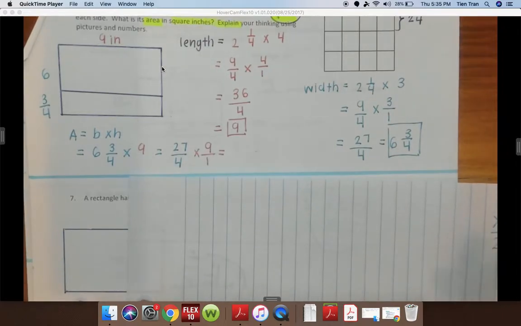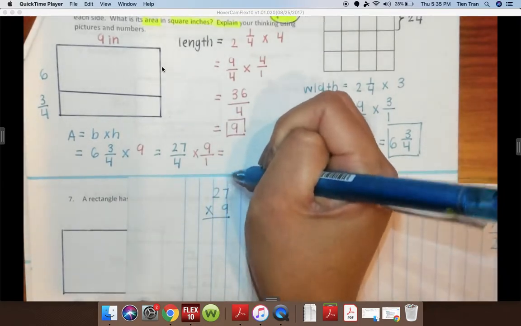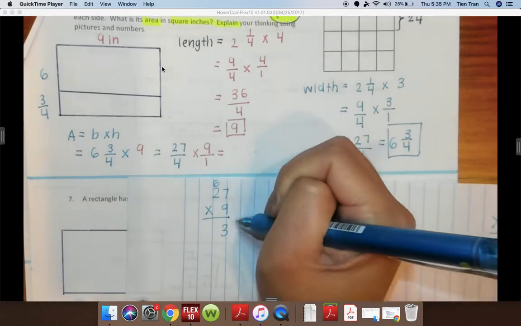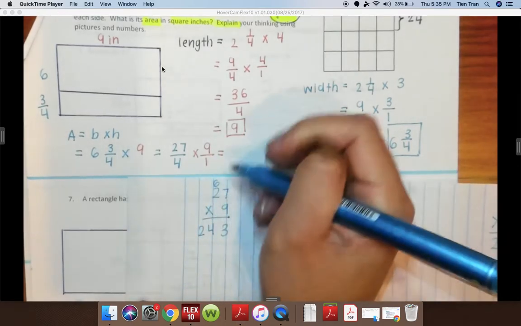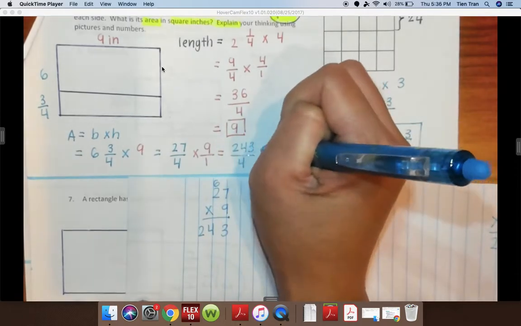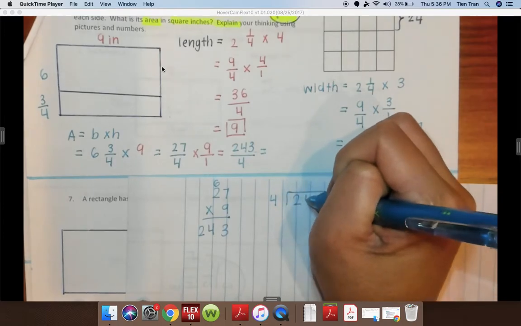Okay, so I'm going to multiply 27 times 9. 7 times 9 is equal to 63. 9 times 2 is 18, plus 6 is 24. So I have 243 over 4. Then I'm going to divide 243 by 4.